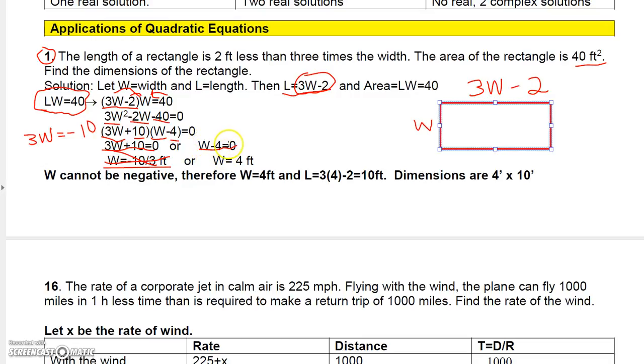Here I have W minus 4 equals 0, so solving that would give me W equals 4 feet, and that one does make sense. So W is 4 feet, the width is 4 feet, and then all I have to do to get the length is go back up here and plug my 4 into here, and I get 3 times 4 minus 2, and you can see I have it right here, is 10 feet. So the dimensions of this rectangle are 4 feet by 10 feet. So the width is 4 feet, and the length is 10 feet.